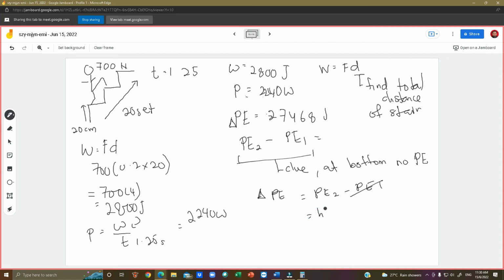Potential energy, height times dengan weight. Weight is in Newton. Dia dah 700. Height dia, height yang paling atas sekali, which is 4 meter. 2,800 joules. Tu dia jawapan dia. Bukan 274 jauh. Besar sangat. Jawapan dia 2,800 joules.